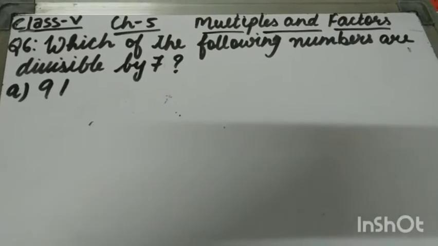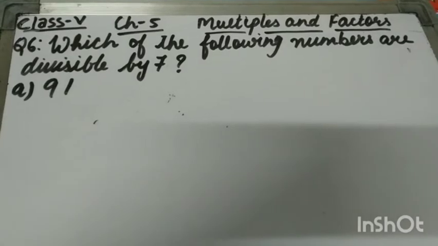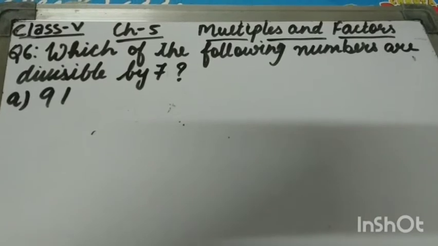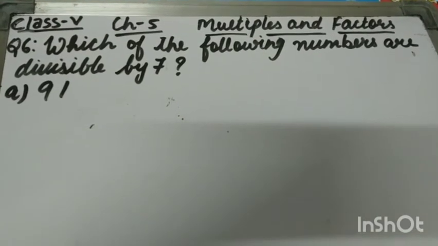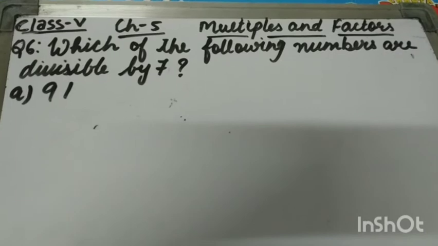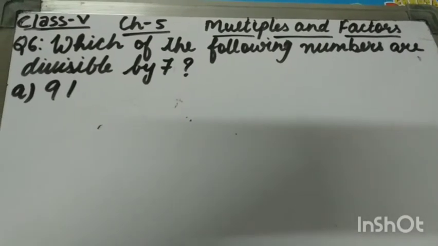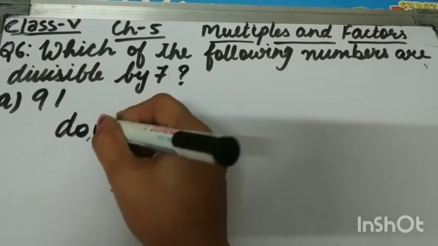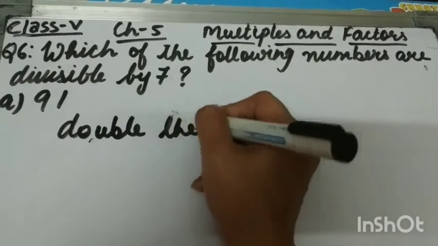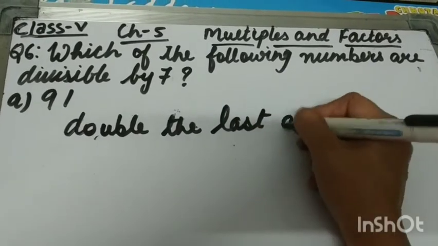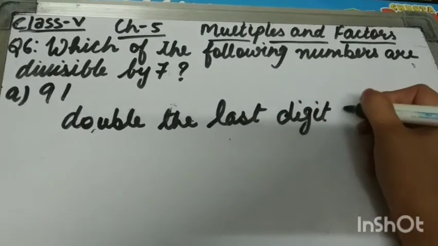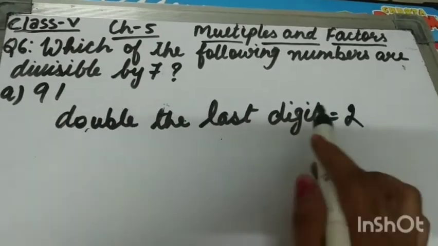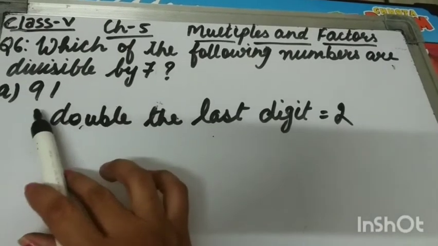Let's start question number 6. The question is, which of the following numbers are divisible by 7? First is 91. In the divisibility test of 7, we find the difference between double the last digit and the rest of the number. When we double the last digit, 1 multiplied by 2 is 2, and the rest of the number is 9.